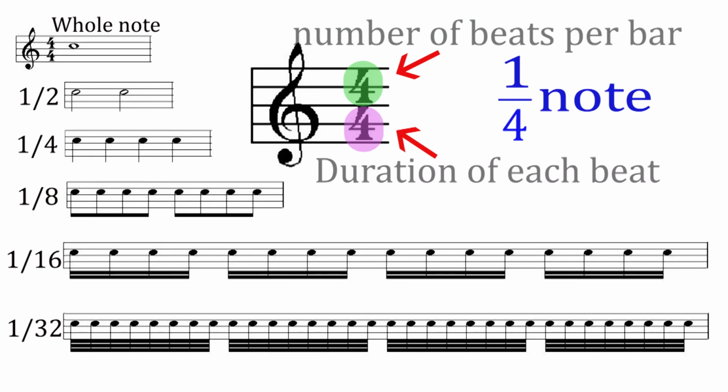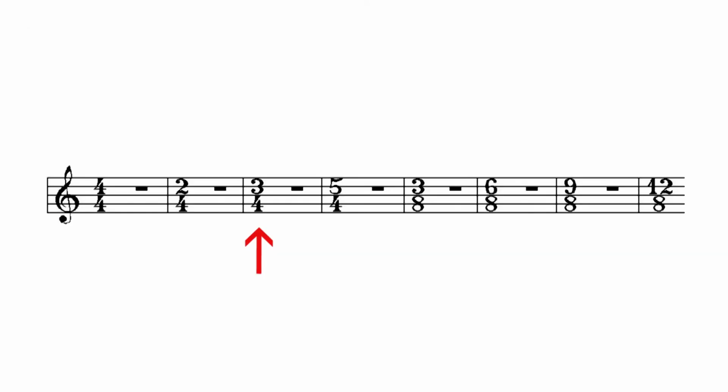So the 4/4 time signature indicates that there are 4 beats to a bar and each beat is of the duration of a quarter note. The 3/4 time signature tells us that there are 3 beats to a bar and each beat lasts for a quarter note. The 5/4 time signature tells us that there are 5 beats to a bar and each beat lasts for a quarter note. The 6/8 time signature tells us that there are 6 beats to a bar and each beat lasts for an 8th note. The time signature only appears at the beginning of a piece of music unless it changes and a new time signature is written.